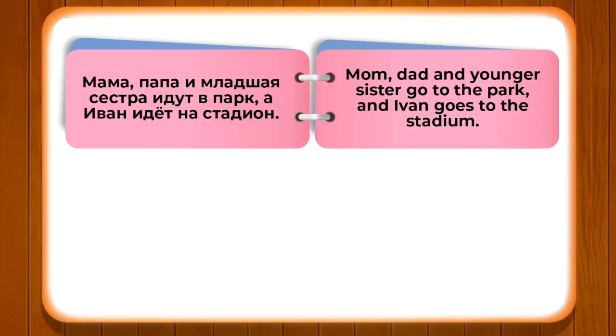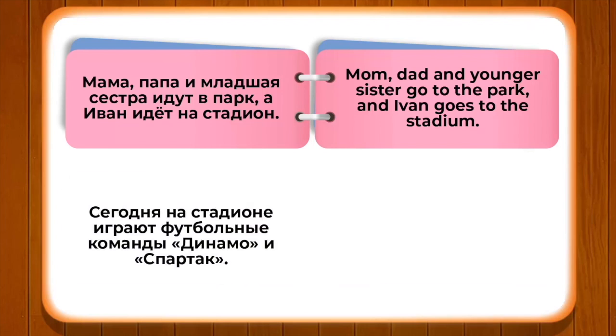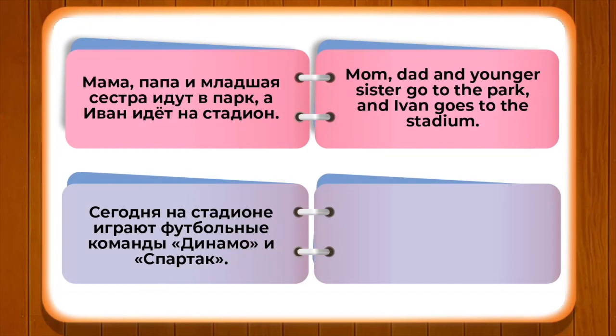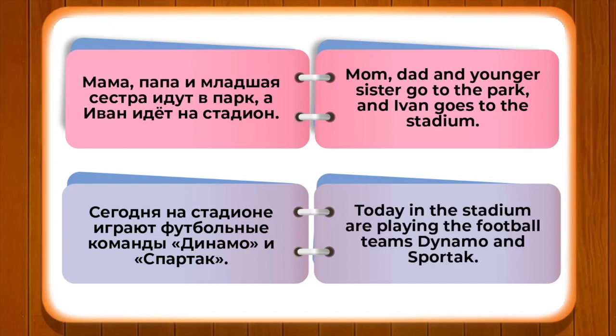А Иван идет на стадион. А куда идет Иван? Иван идет на стадион. Сегодня на стадионе играют футбольные команды Динамо и Спартак. So here in this case you can see that we have used the preposition на. Сегодня на стадионе. Today at the stadium, football teams Dinamo and Spartak are playing. So you can also make your own sentences like this. I hope the text is clear to you.